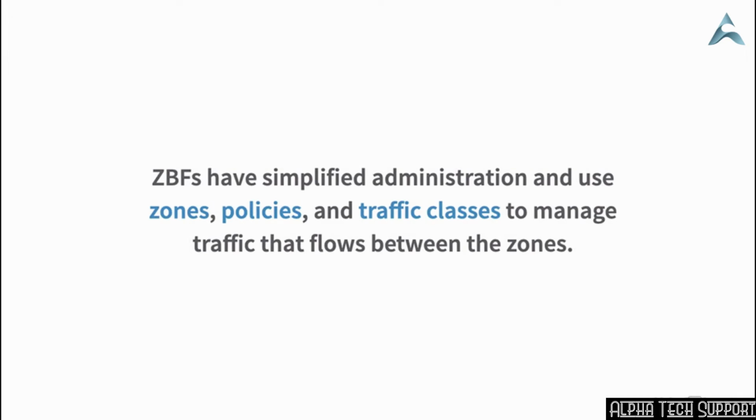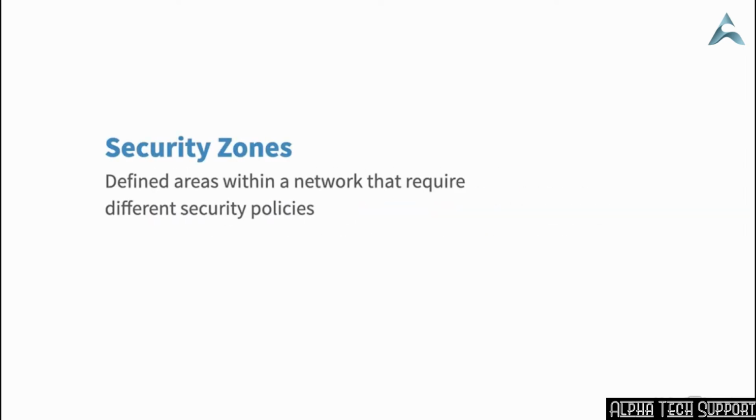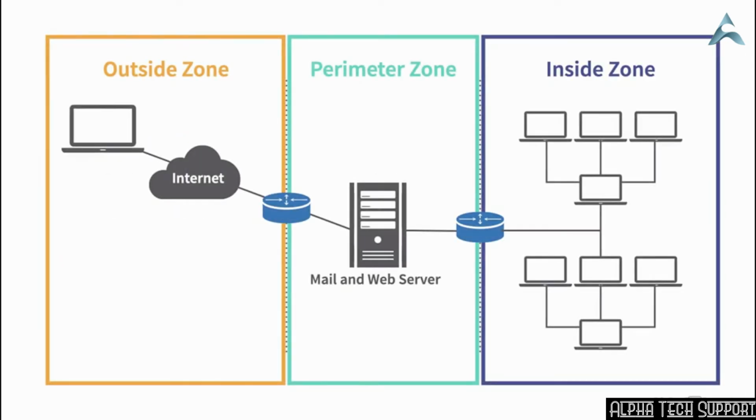Zone-based firewalls have simplified administration and use zones, policies, and traffic classes to monitor and manage traffic that flows between the zones. When using a zone-based firewall solution, we create zones, which are defined areas within a network that require different security policies. Here we see this common example of an inside zone, an outside zone, and a perimeter zone. Each router interface represents a security zone.